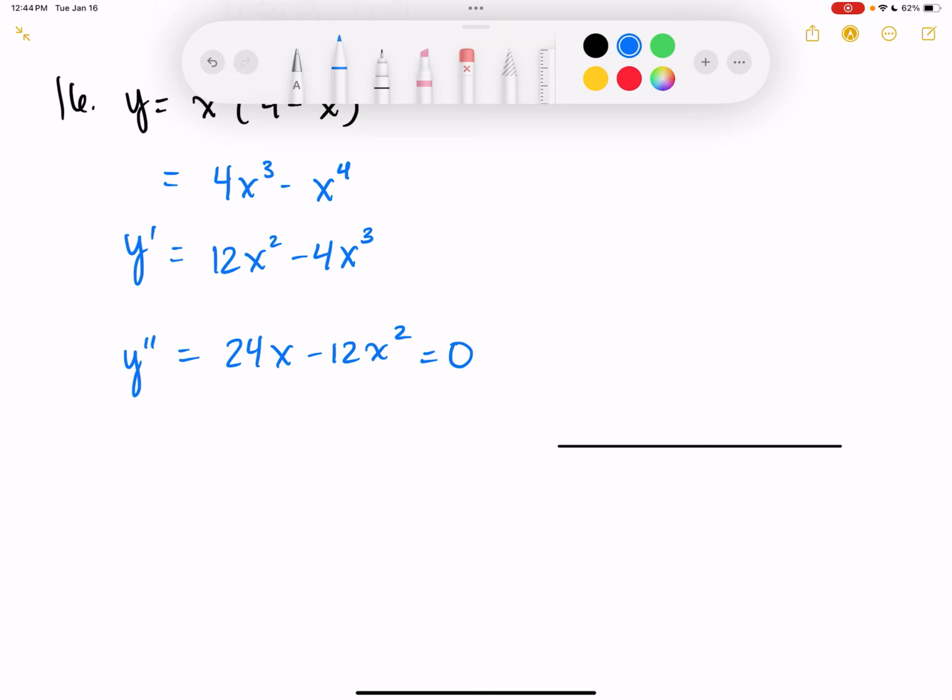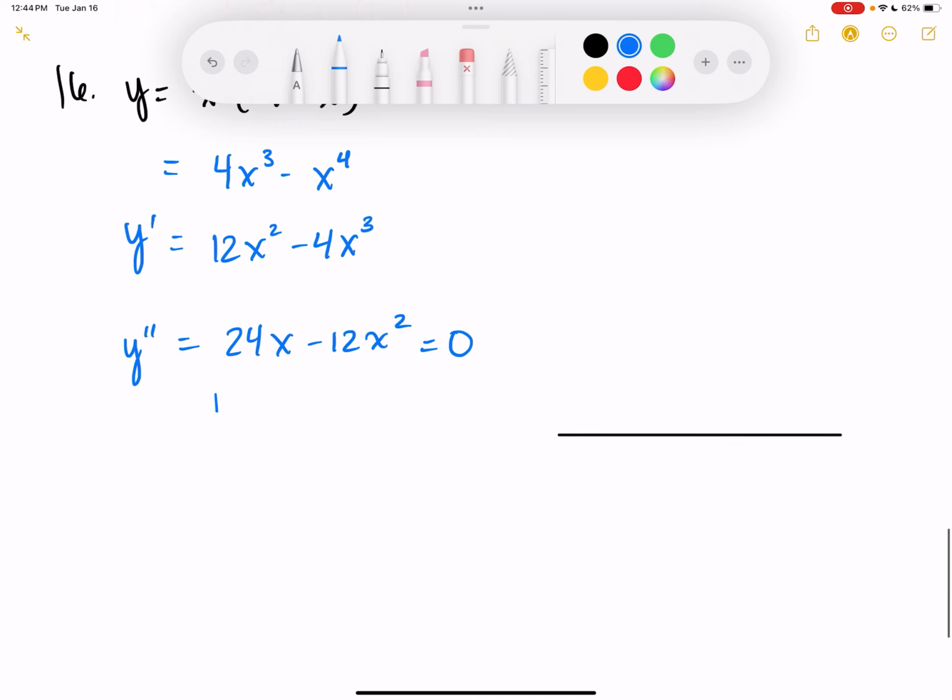If x is equal to 0, right? Well, that's one option, but how do I find that? Let's factor out the 12x. So 12x times 2 minus x.